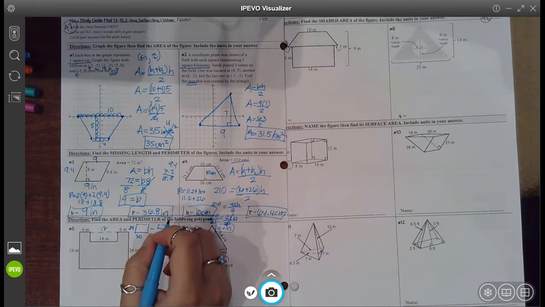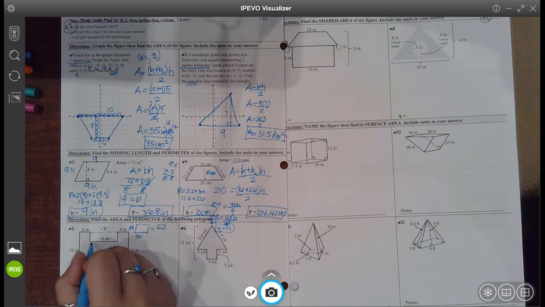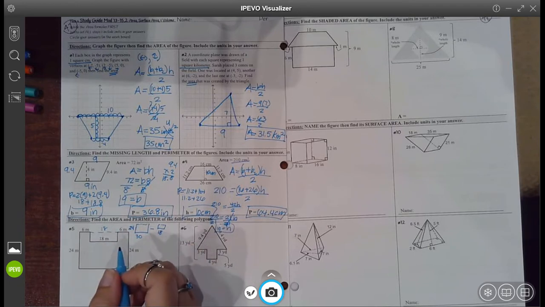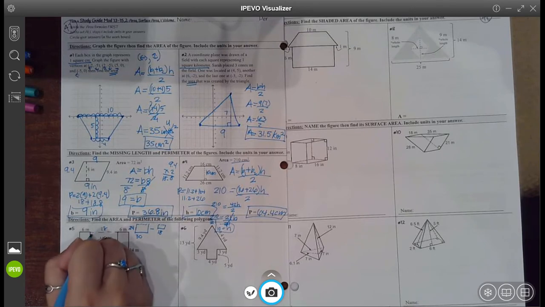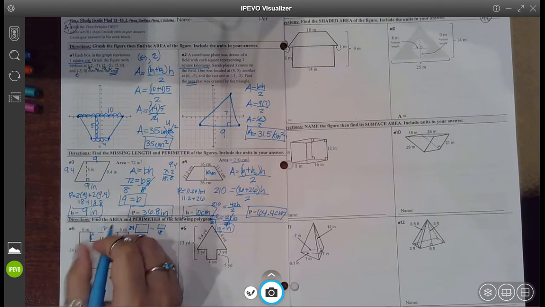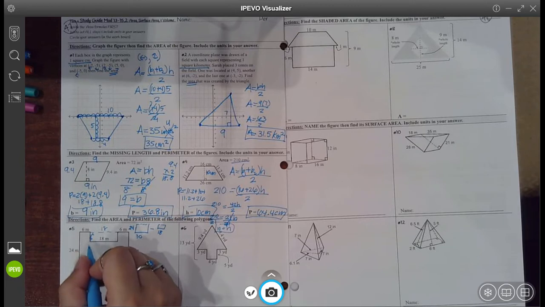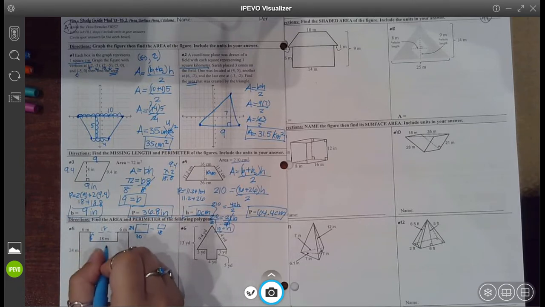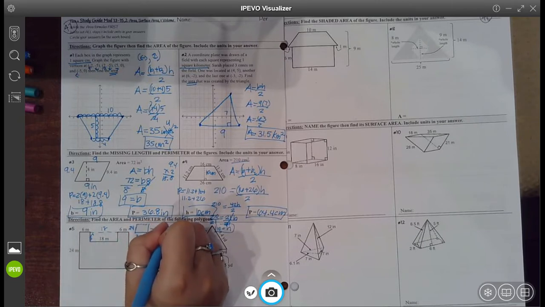Okay, so this little guy has a length of 18, and it should be given to you, but it's not on the drawing. Pretend that there was a little 5 meters right here, okay? So they would have to give you that. There's no way that you could have figured it out from what they provided you. So this is 18 by 5.